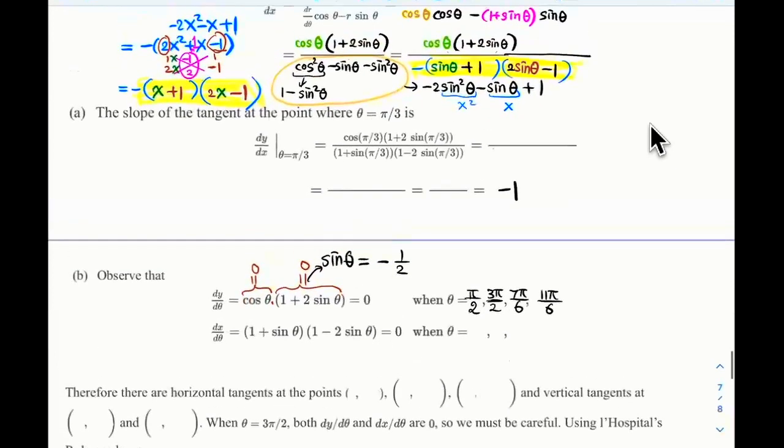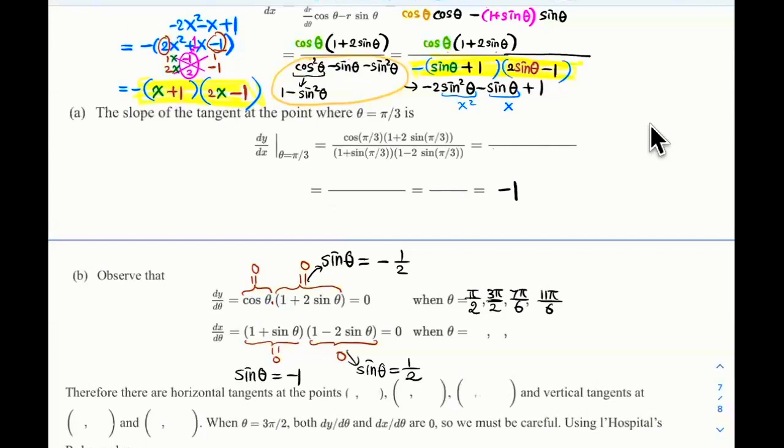Now this one over here, the denominator equal to 0. Here you can actually distribute the minus sign. So the opposite of this is 1 minus sine theta, which is the same as this one. Now this one equals 0 when this equals 0 or this equals 0. This is sine theta equal to negative 1, and here is sine theta equal to 1/2.